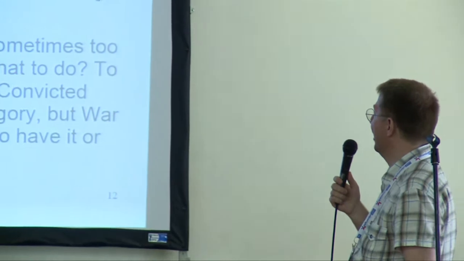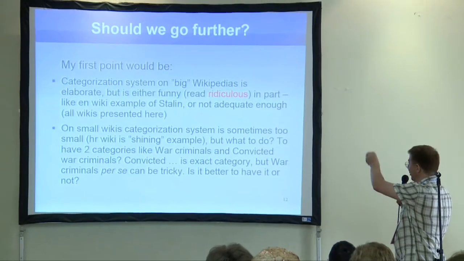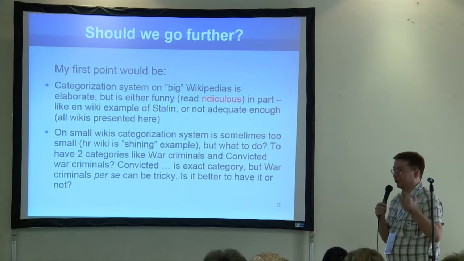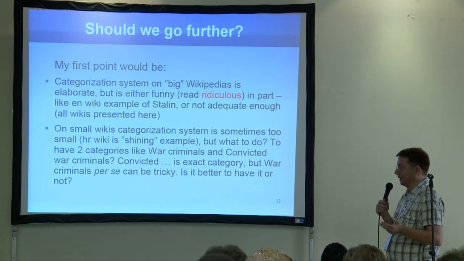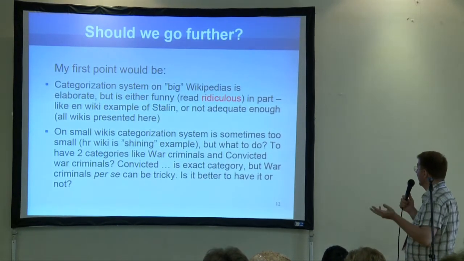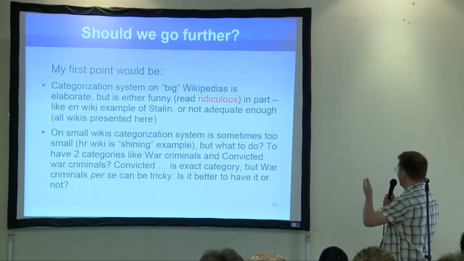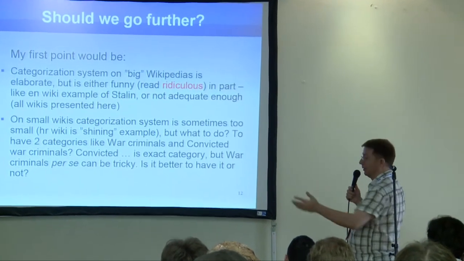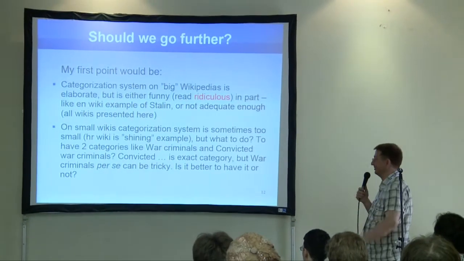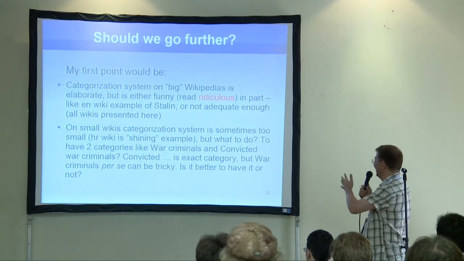My first point would be that the categorization system on big Wikipedias is elaborate. I call them big not by the number of articles, but by the quality of articles. But it is either funny, or in my opinion ridiculous, in part, like the Wiki example of Stalin, or not adequate enough on all wikis. Okay, slide 12. On small wikis, the categorization system is sometimes too small. HR Wiki is shining as an example.